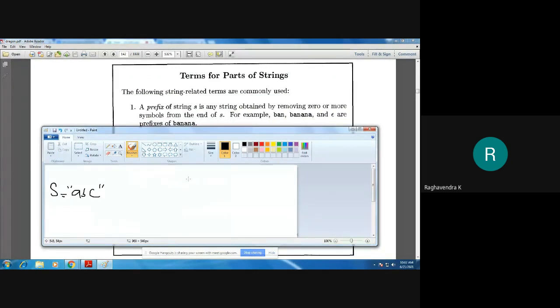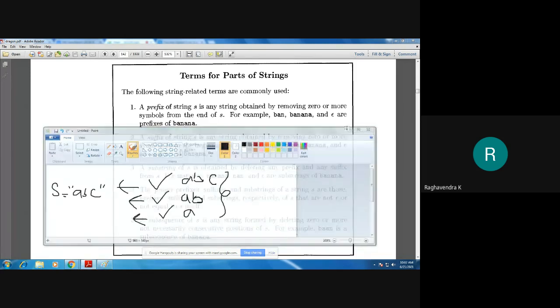So zero or more what? Zero means I am not removing anything, so this is a prefix of S. Similarly, if I remove one character from the end, it becomes AB, so this is a prefix of S. If I remove two characters, this also becomes a prefix of S, right? So this is what a prefix is.